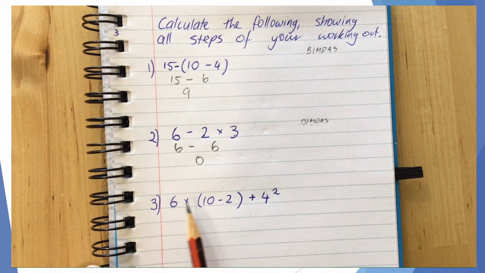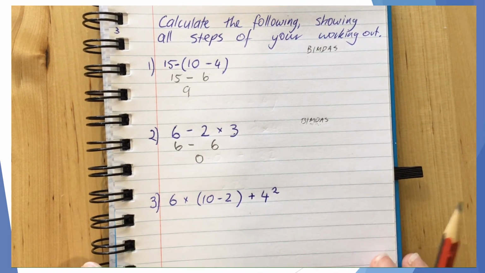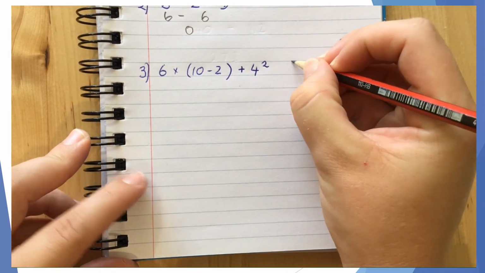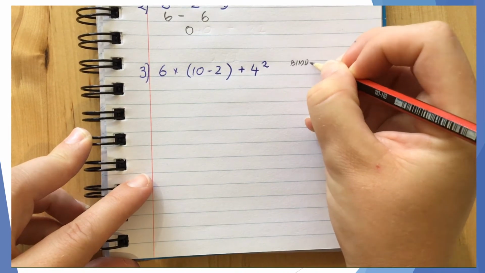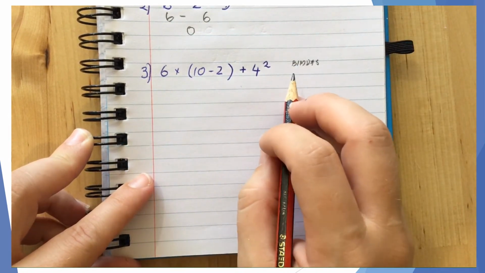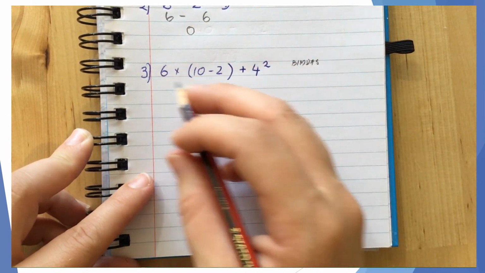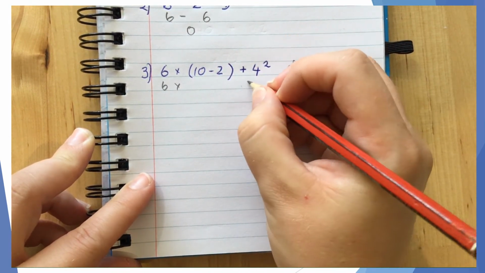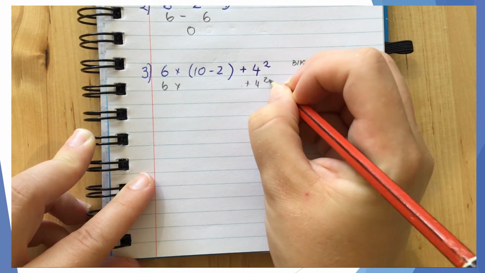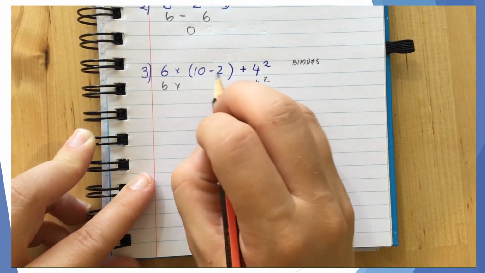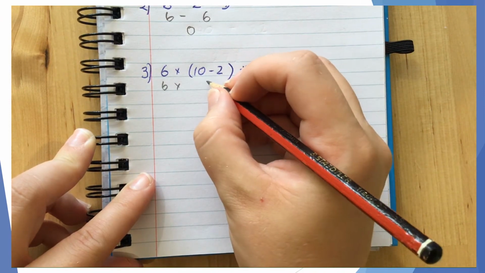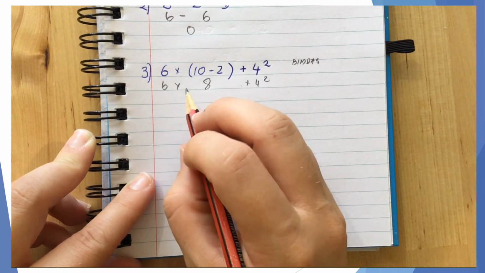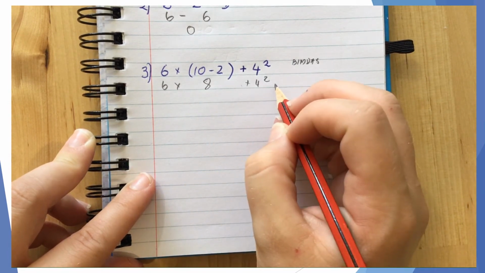For example 3, we're going to look at something that's a bit more complicated, so we're going to need a little bit more space. Okay, so again, we go back to BIMDAS. The first thing that we need to do is the brackets. So leave the rest of it and just deal with the brackets first. So 6 times, and then I'll put the plus 4 squared because we're going to come to that later. Within the brackets, 10 minus 2 is 8. So now the calculation that we need to do is 6 times 8 plus 4 squared.